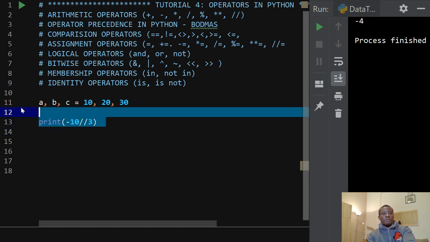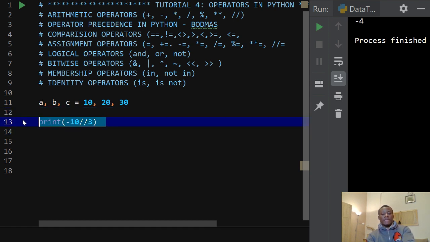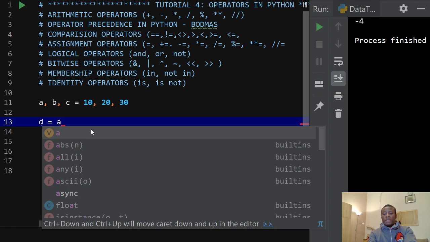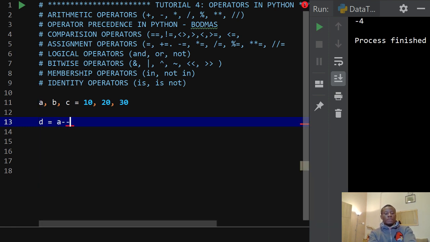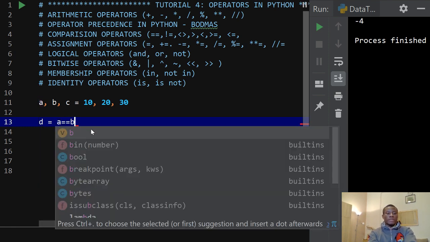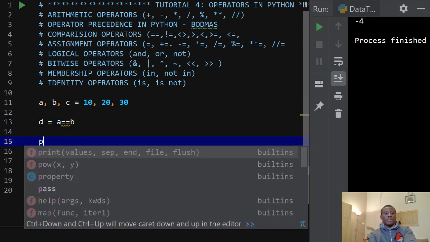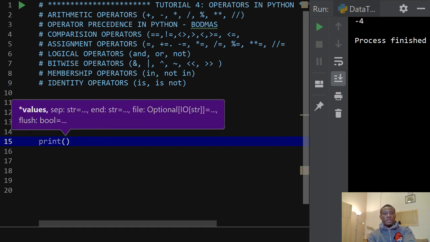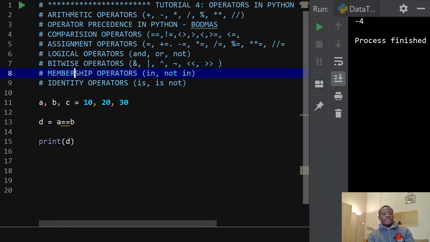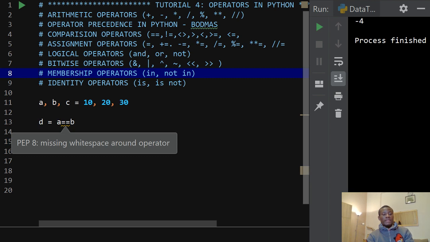Let's look at another thing, operator precedence in Python. We've discussed that. Let's now look at comparison operators in Python. Comparison operators return either true or false on an operation. So if we have D is equal to A, double equal sign, B. This is actually legitimate. So I'm going to print out D. What do we expect to see? A is equal to B. It's asking a question that says, is A equal to B?